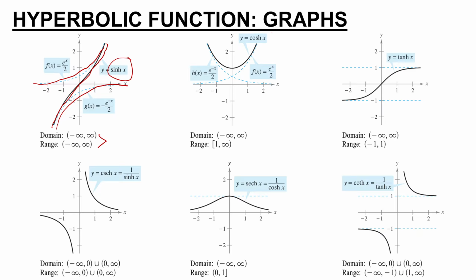Now for the hyperbolic cosine x, it forms like this. Domain is all real numbers, but the range is 1 and higher, or where y is greater than or equal to 1. For the hyperbolic tangent, the domain is all real numbers, but the range is this one. We have an open interval of -1 to +1. This is the hyperbolic cosine x. This is the hyperbolic secant x and the hyperbolic cotangent x.